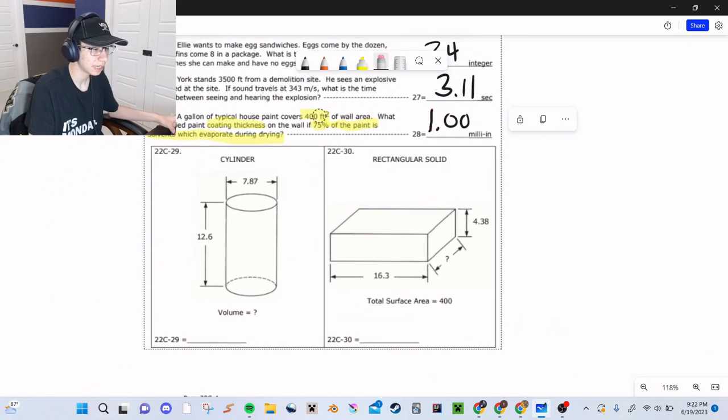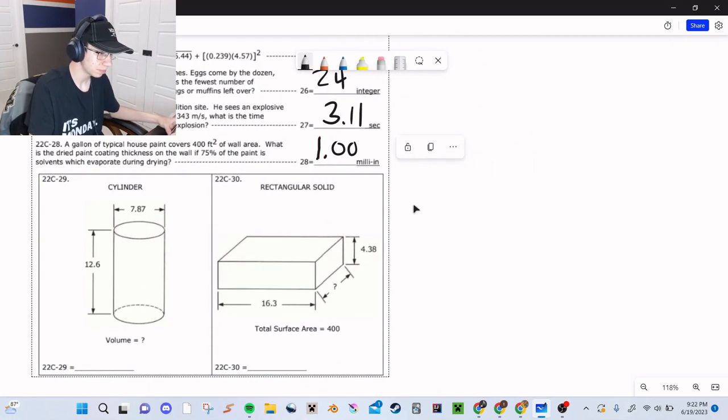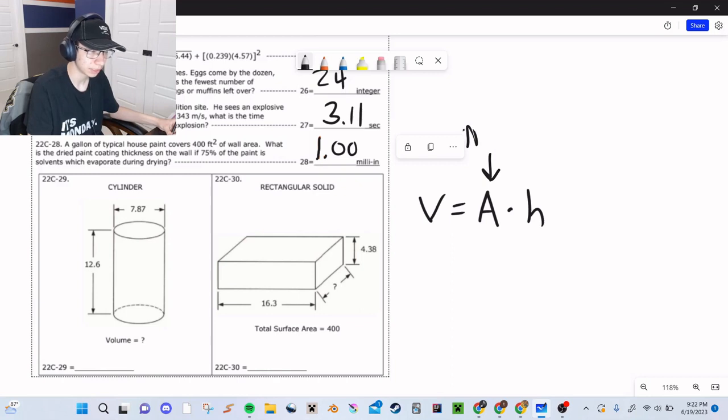Okay, number 29. So we have the cylinder and we want the volume. So cylinder's volume is equal to area of the base times height. The area of the base is the area of a circle, which is pi r squared. So the volume is just pi times r squared times h.